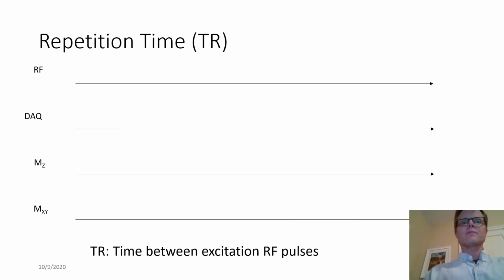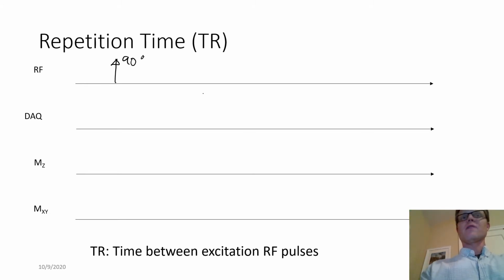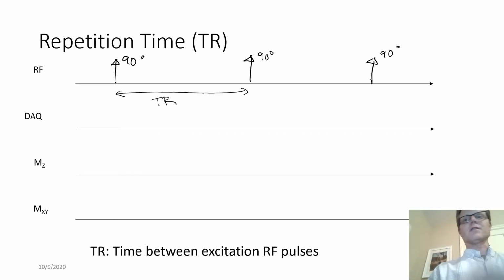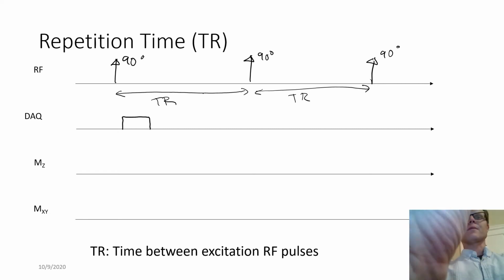So let's expand this a little bit further and define the concept of repetition time. Say this could be any flip angle, but do it as a 90-degree pulse here. So the repetition time, or TR, is the time between these successive RF pulses, these successive excitation pulses, where after each one of these, we'll assume we turn on our data acquisition and acquire some signal.